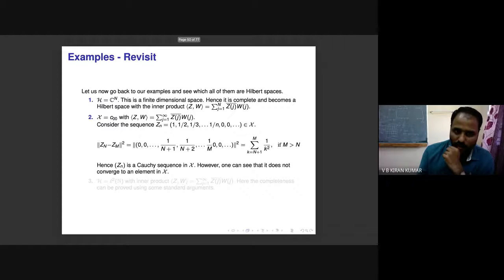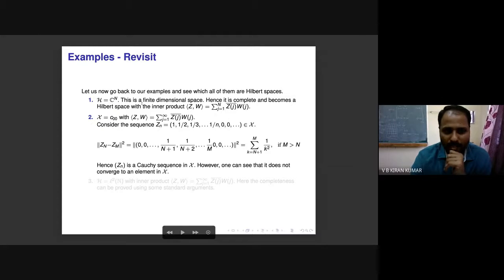Now, this is C00. This is actually an inner product space. We have already seen this, but it is not a Hilbert space because it is not complete. I think that is easy to see. For example, you can consider the sequence Zn equal to 1, 1 by 2, 1 by 3, etc., 1 by n, then 0, 0, 0. This is a sequence in C00.